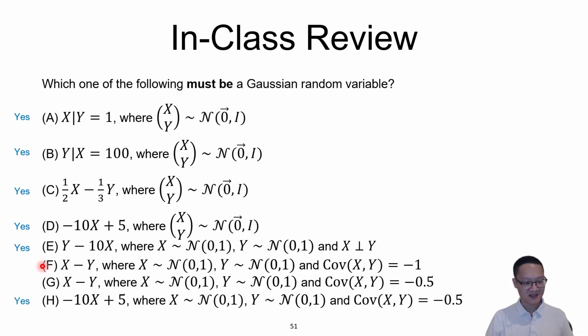I'm going to skip these two for now, jumping to the last one. Here X and Y are individually Gaussian, and we're given some covariance of X and Y. Y doesn't even appear here, so we don't care about Y or the covariance. We just know that X is Gaussian, so multiplying by a constant and adding a constant, our overall variable, minus 10X plus 5, is still Gaussian.